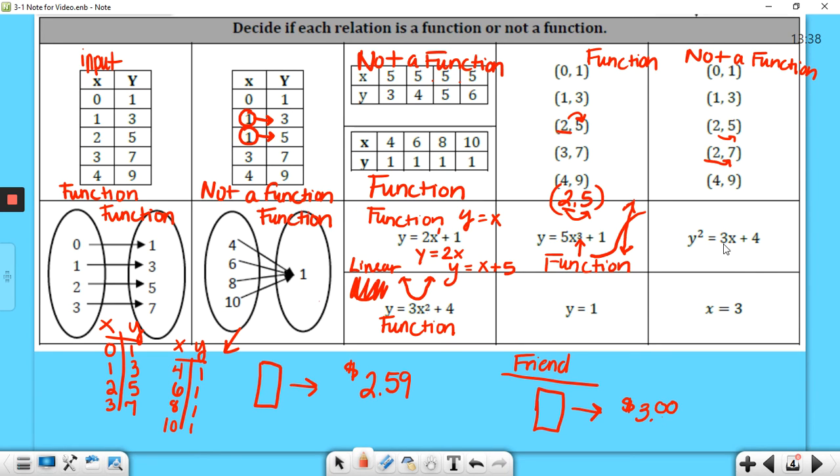Now what's different about this one here is that x has an exponent of 1, but the y has an exponent of 2. If the y has an exponent of 2, this is going to make a sideways U shape like this. And if you did a vertical line test through that, it would hit it twice. So this is not a function.